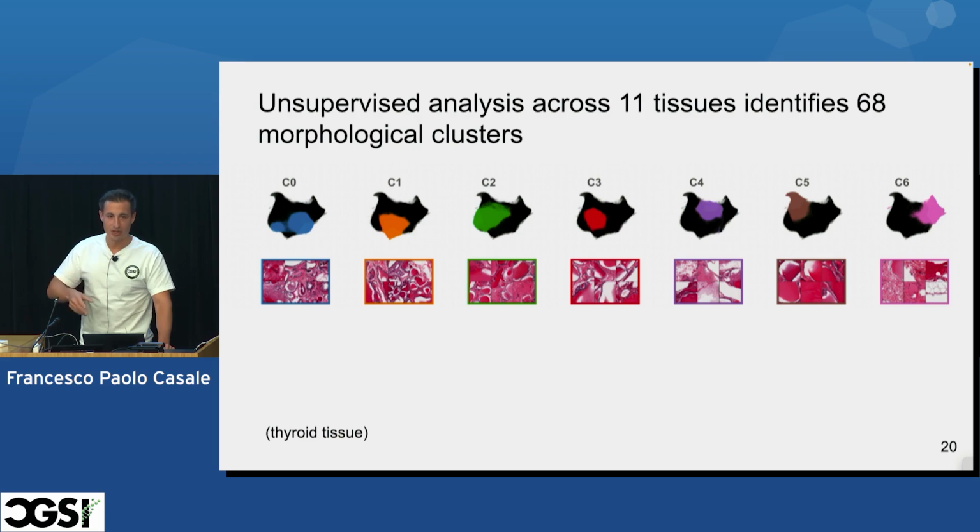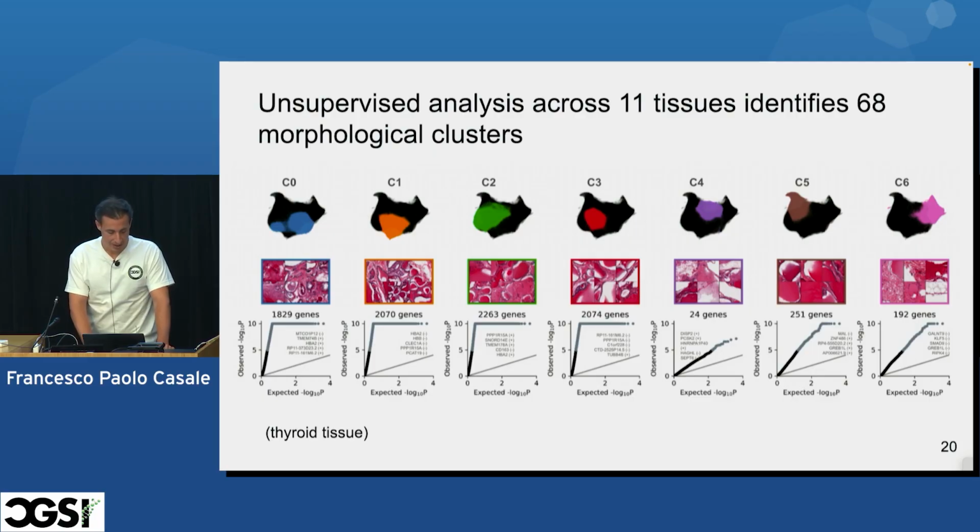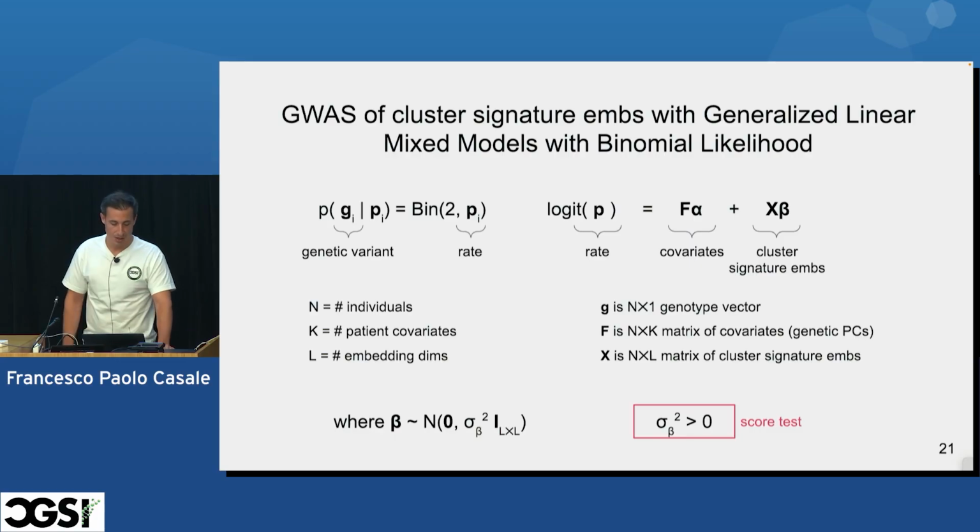So we average within individual and within the same cluster. And then we perform a GWAS for each of these 68 morphological clusters. We validated this a bit with a pathologist, also correlated with the expression, and showed that different expression patterns are associated with them. I won't go too much into this.